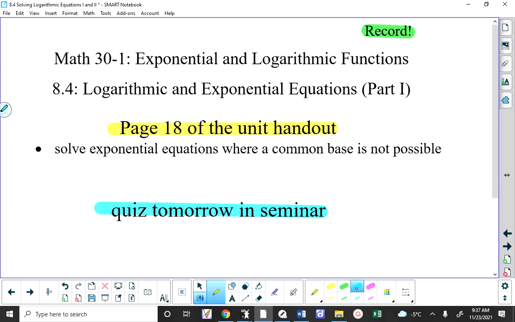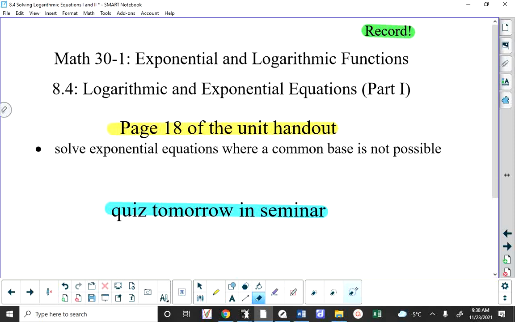Tomorrow we are back to having our seminar, and we're going to have a short quiz in the seminar. I don't know, 5 or 6 multiple choice numerical response style questions dealing with laws of logarithms and what we're doing today. Okay?